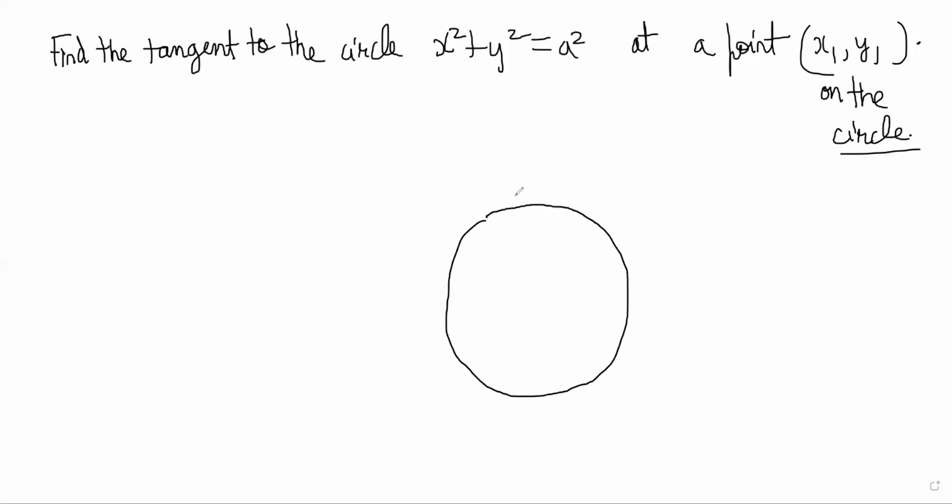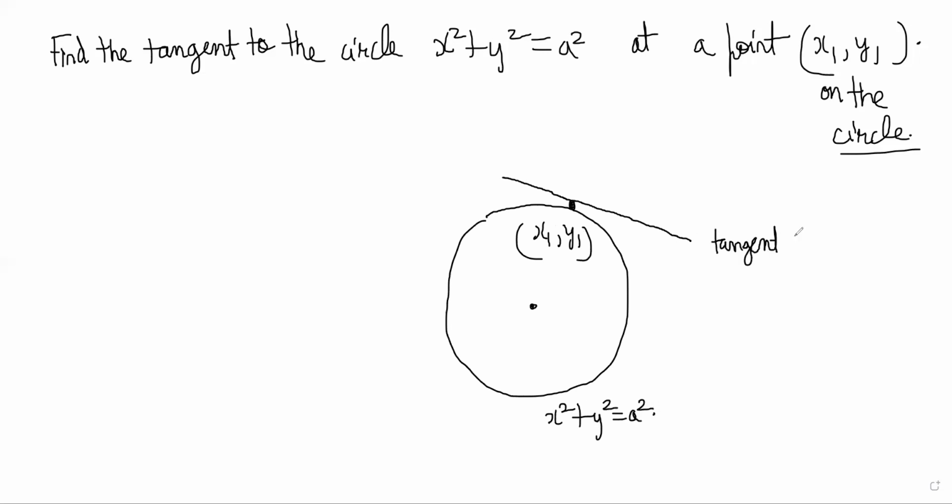So let's say this is my circle and this is my point. This is x1 comma y1. So I have to find the equation of a line like this, right? Now the equation of the circle is known, x square plus y square is equal to a square. I have to find the equation of the tangent.